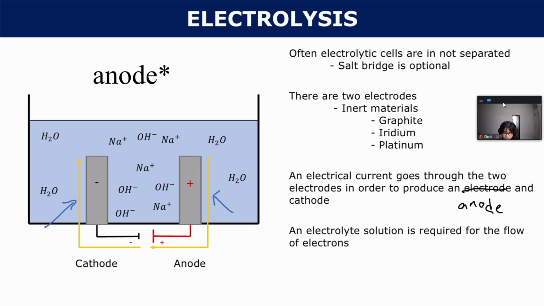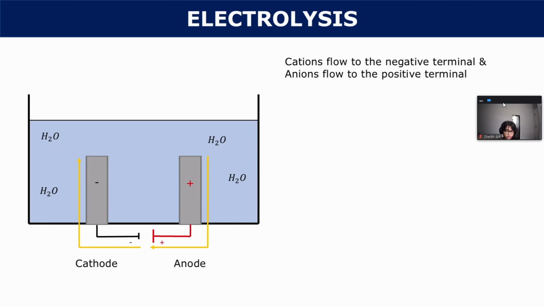First of all, the electrodes are going to start attracting their opposite charges. So what do I mean? Well, you realize that the anode here has a positive charge, but the cathode here has a negative charge. And remember, negative attracts to positive and positive attracts to negative. So what's going to happen is that cations are going to flow to the negative terminal and anions are going to flow to the positive terminal. And it's going to look something like this.